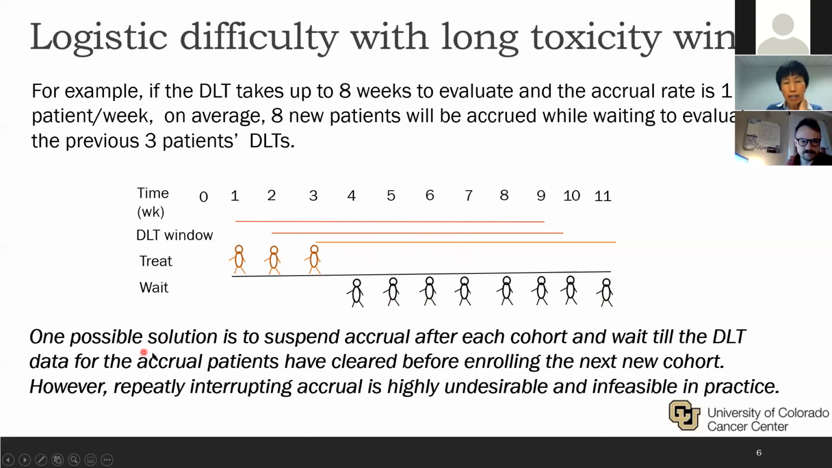So a possible solution to overcome the problem with the long toxicity window is that we suspend accrual after each cohort and wait till the DLT data are cleared for these treated patients. However, repeatedly interrupting accrual is highly undesirable and is infeasible in practice.